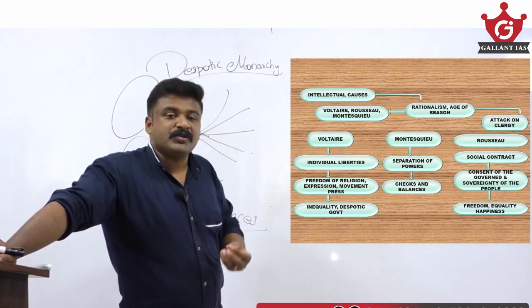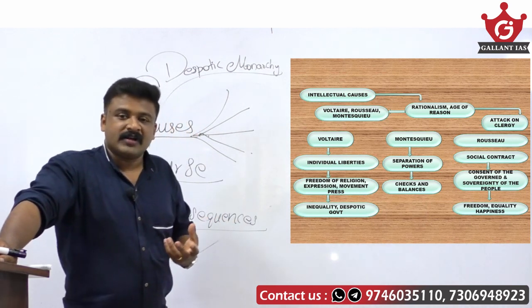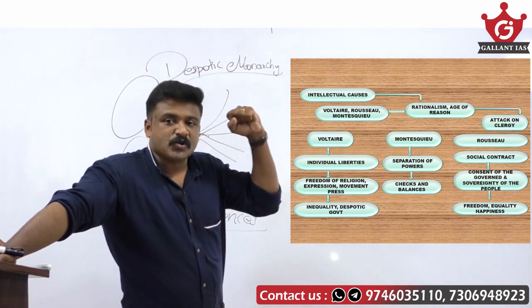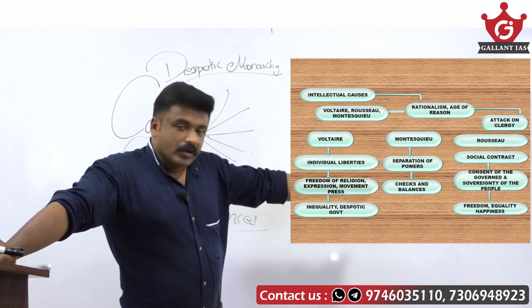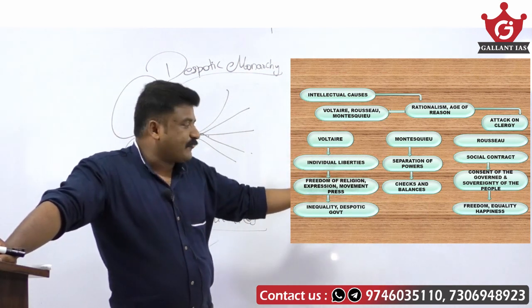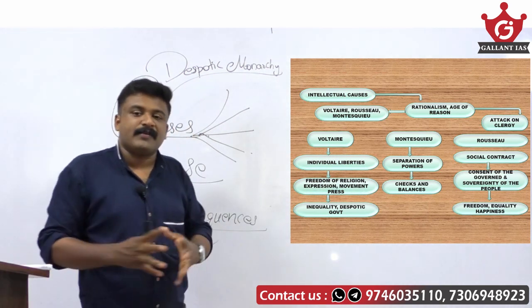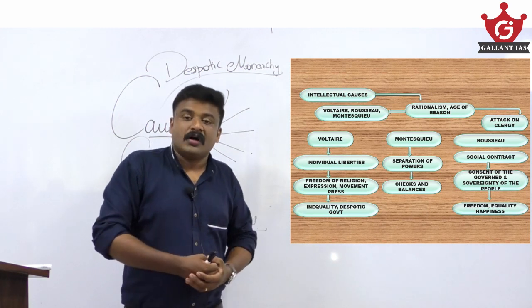The government or the ruler must rule according to the general will. People's sovereignty is more important than the ruler. Freedom, individual freedom, collective freedom, social freedom and equality, social equality and happiness of the people. All these things are important when it comes to good governance.